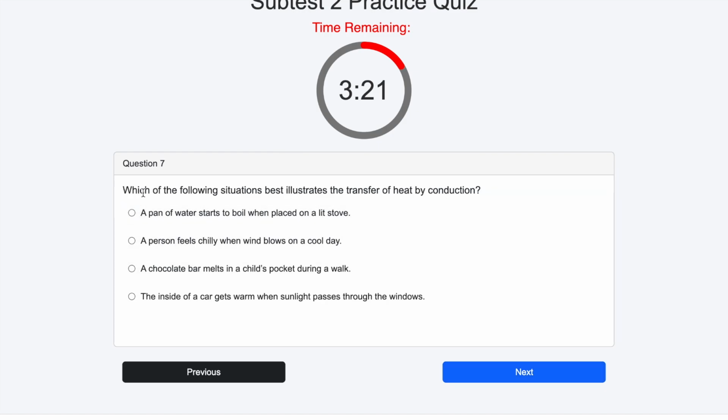All right, question number 7. Which of the following situations best illustrates the transfer of heat by conduction? Take a moment here, read answers A, B, C, and D, and select the best response. All right, so I can see here that a pan of water starts to boil when placed on a lit stove. That's the first one I've read, and I know that's correct because when there's a hot stove, the heat from the stove is conducted through the material of the pan, this metal, and that causes the water inside to heat up and then boil, and that is conduction. All right, let's keep going.